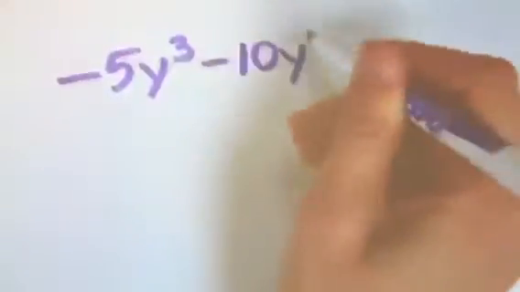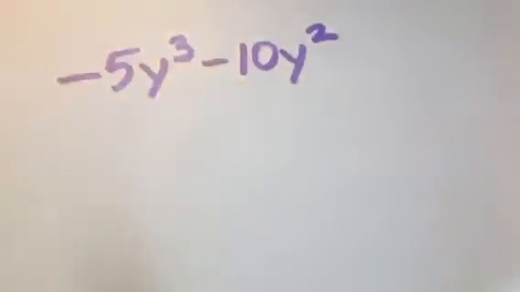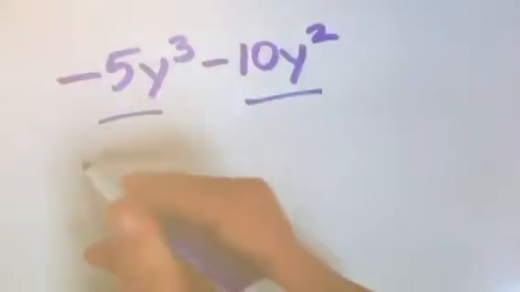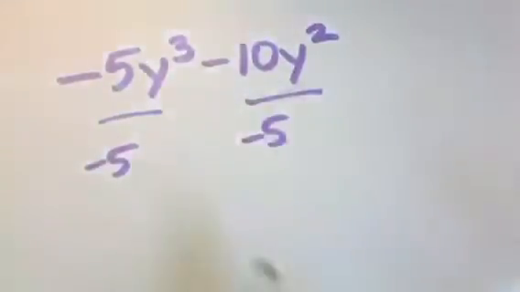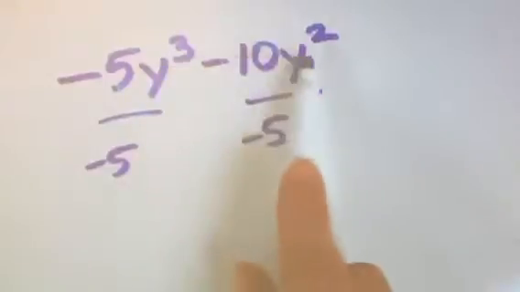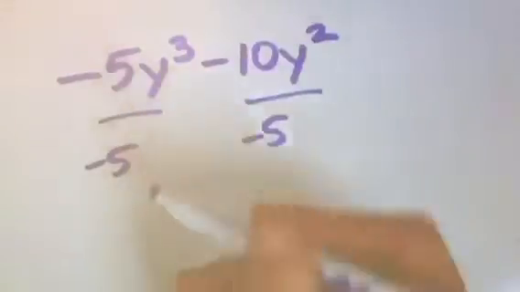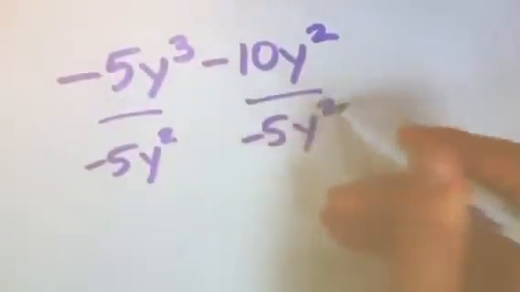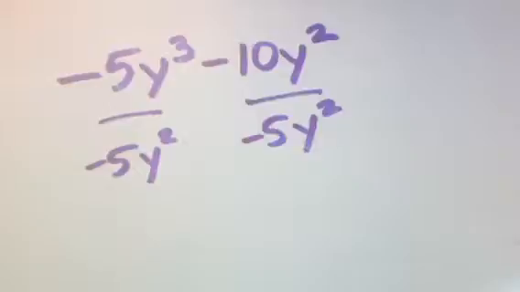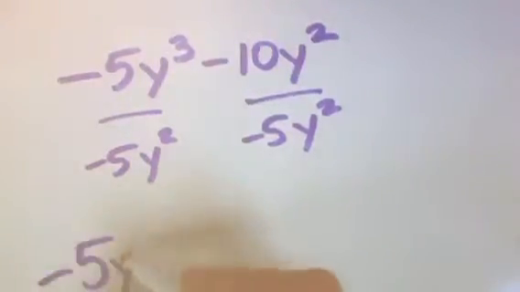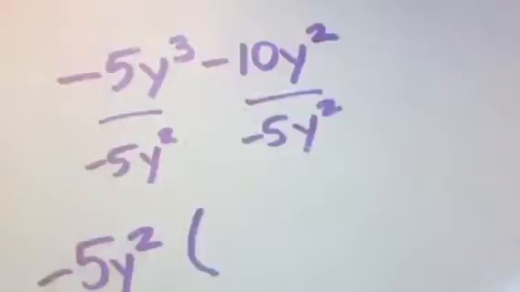For example, negative 5y cubed minus 10y squared. What are both terms divisible by? Look at the numbers and the variables. They're both divisible by negative 5, and they're both divisible by y squared, since both of them have at least two y's being multiplied. So I would factor out negative 5y squared, which means negative 5y squared comes to the front of the parentheses.